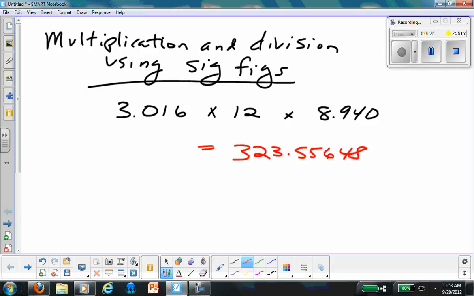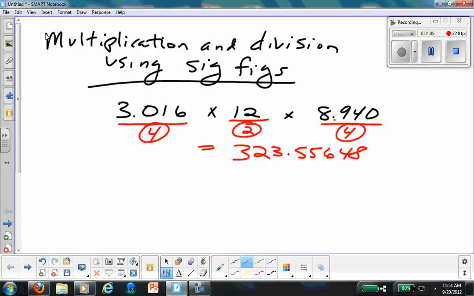You have to identify the number of significant digits in each. How many here are significant? 4. There are 4 significant, including the trapped 0. 12 has how many? 2. I'm going to circle them. How many here? 3. There's actually 4 because there's a trailing 0, but there's a decimal.